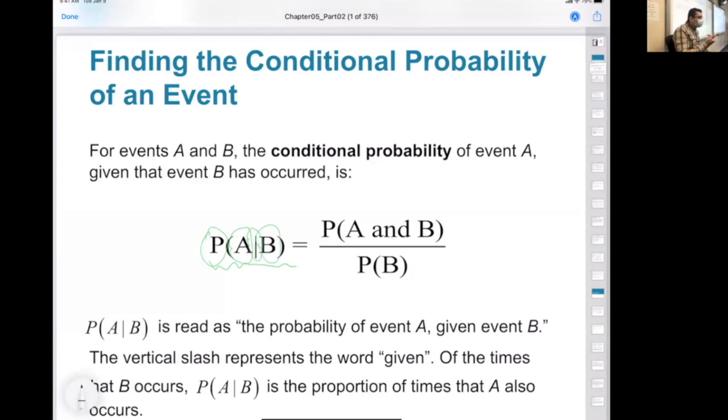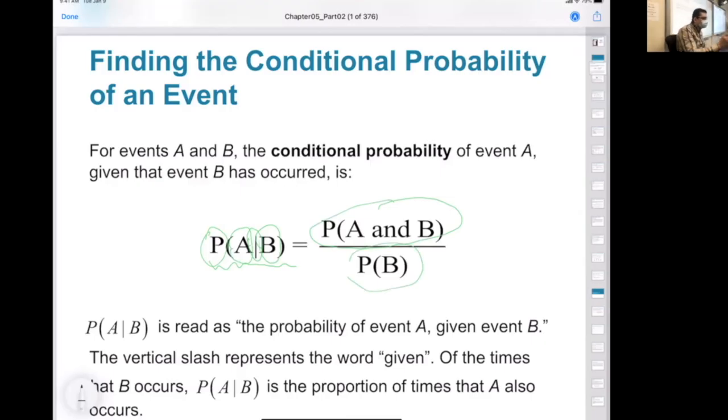So which one happened first? B occurred. And this is the information we already know. What is the probability of A in this case after B occurred? So to find out this probability, you apply this rule or function. The probability of A and B divided by the probability of B.